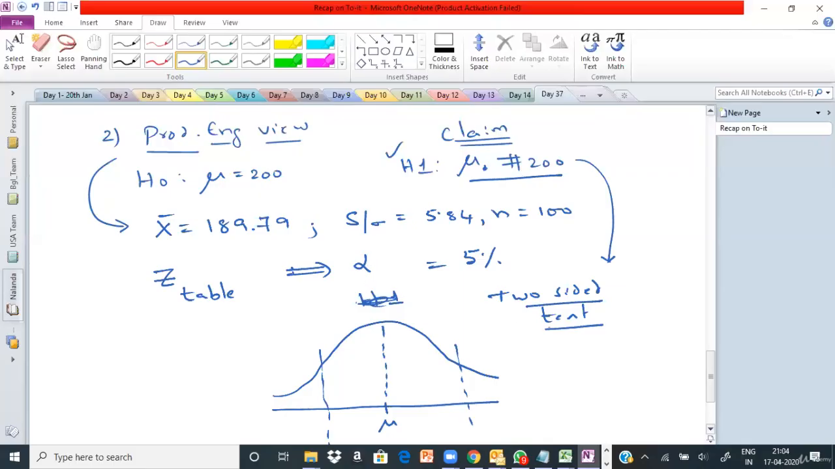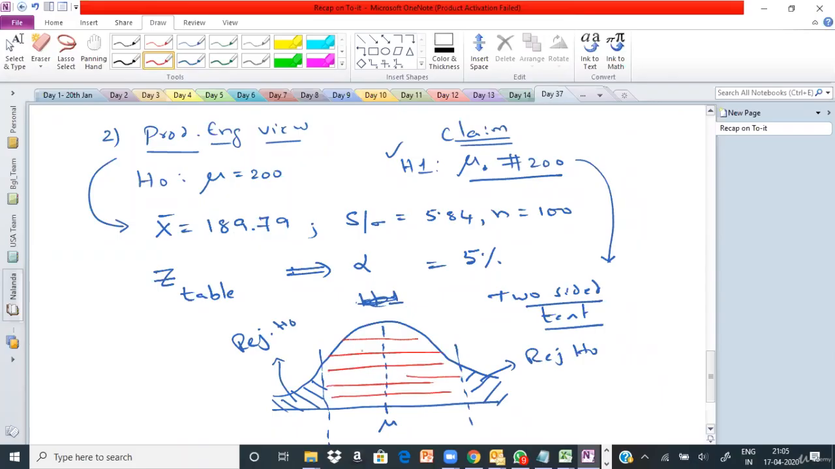Now what happens here? Two-sided test. That means your rejected region is sitting on both sides. That means this is the rejected region of H0. This is also a rejected region of H0. The part in between is the acceptance region, which you call fail to reject H0. That means acceptance.